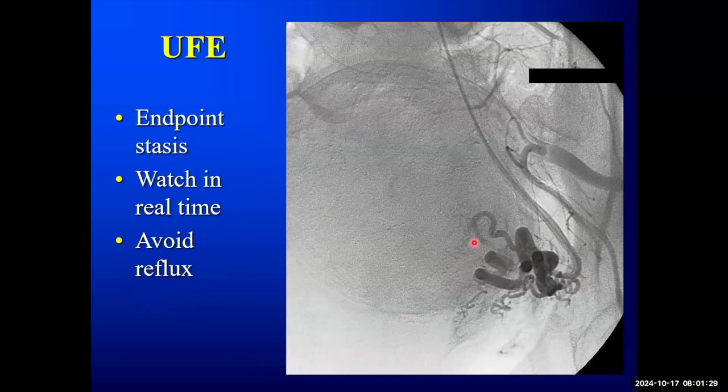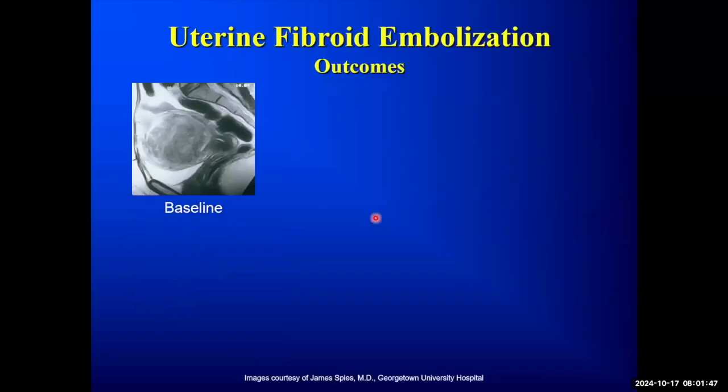Everyone's got a different idea of stasis, but you just inject and watch, and the number people look at is 5 heartbeats. If this fails to clear in about 5 heartbeats, then you've done your job. You don't have to occlude these vessels. You're not aiming to occlude the main uterine artery. You're aiming to devascularize the fibroid.